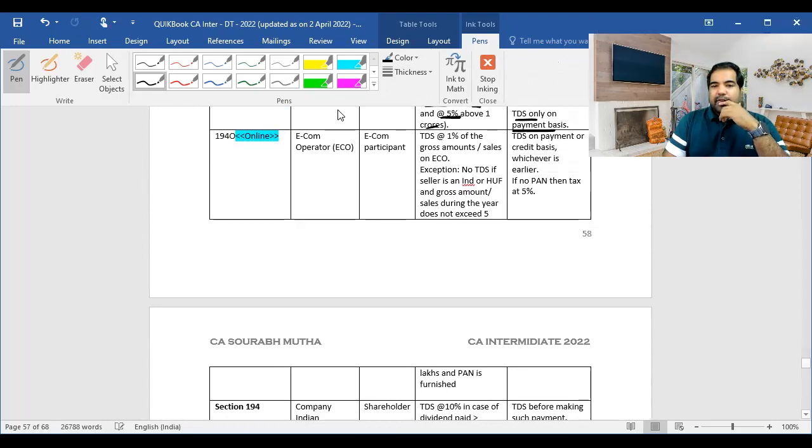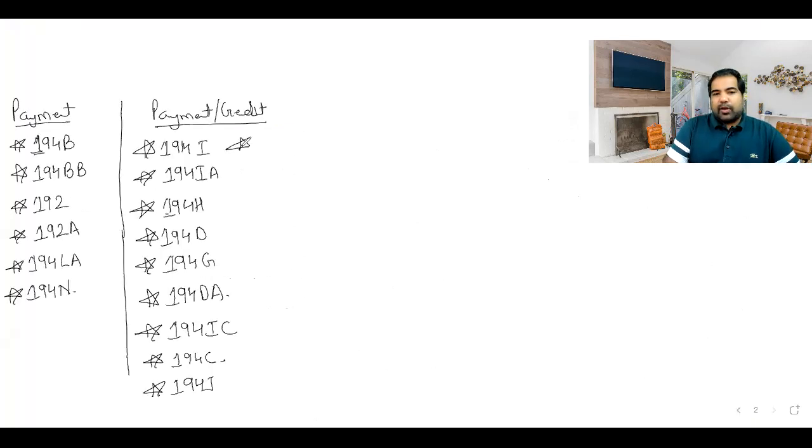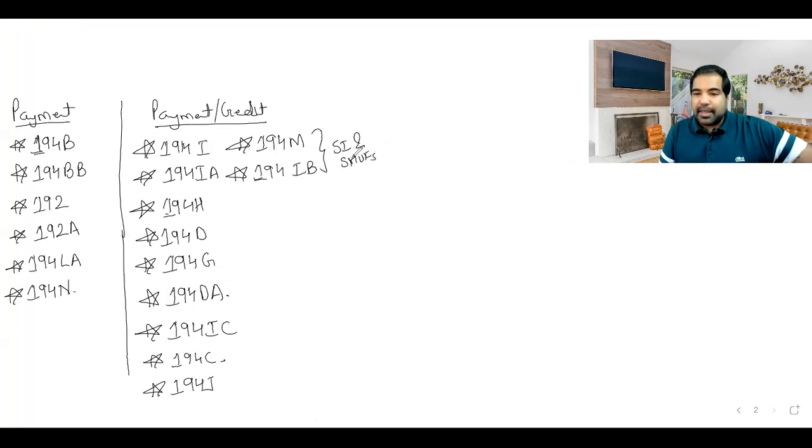Two slightly different sections. This is 194M and 194IB. So I'm just going to write here, 194M is misuse and 194IB is impossible to buy. Both of these are applicable to small individuals and small HUFs only. So keep them in mind. I'm also discussing them in the same order so that it's easier for you to remember.